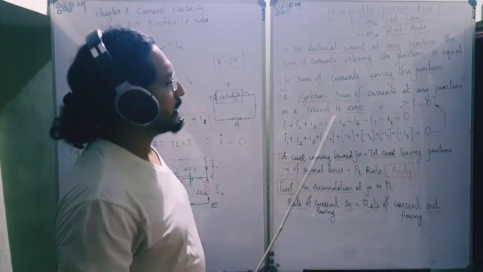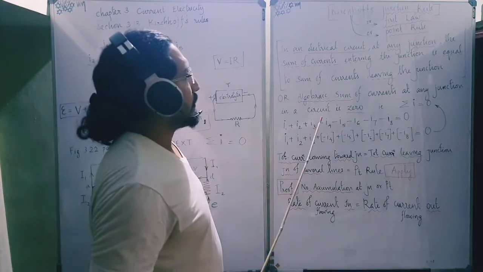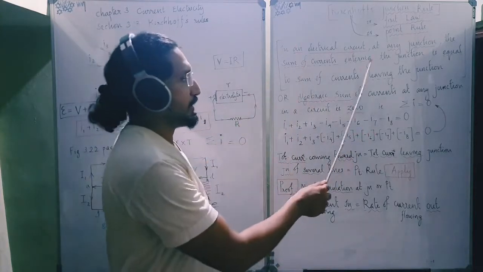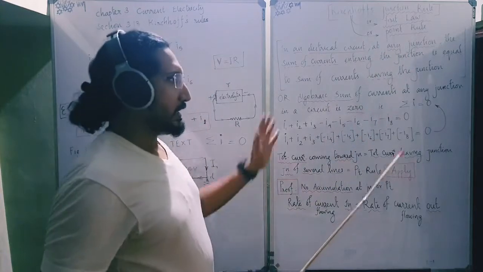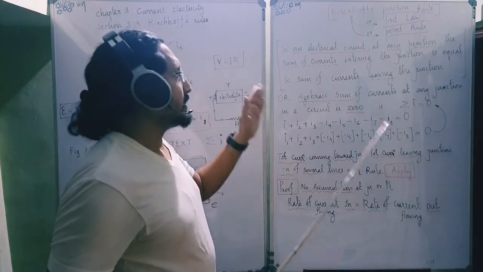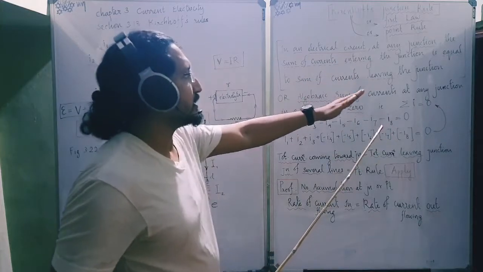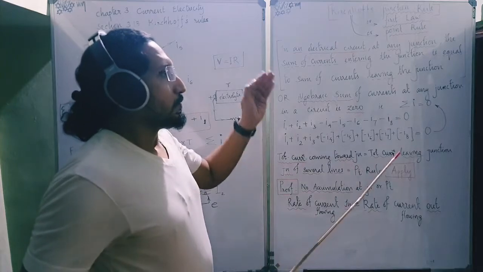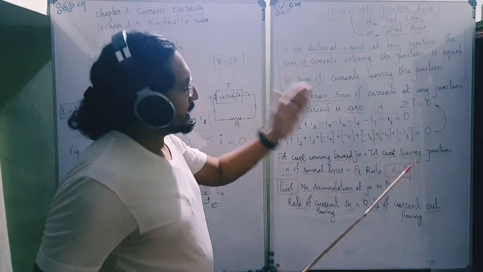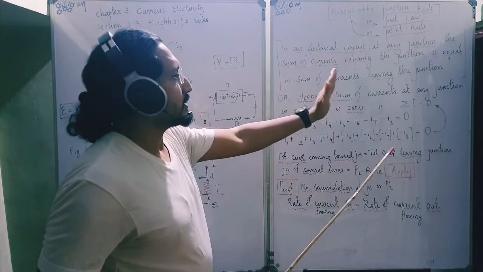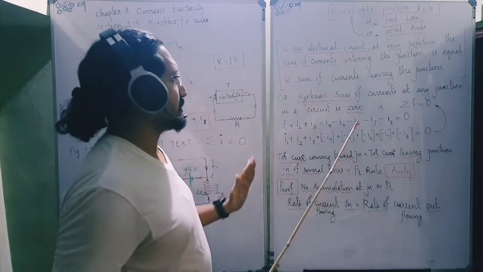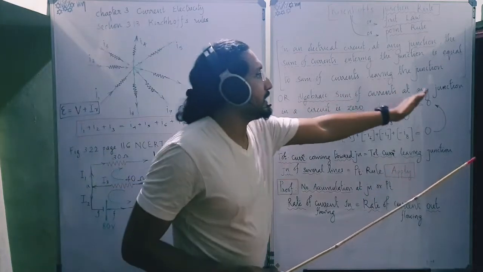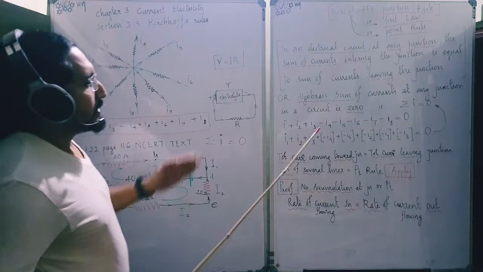So when we are discussing this first law, as in the NCERT text, we must state it in a way that in an electrical circuit at any junction, the sum of the currents entering the junction is equal to the sum of the currents leaving the junction. In any electrical circuit at any junction, the sum of the currents entering the junction is equal to the sum of the currents leaving the junction. And another way we can say it is the algebraic sum of the currents at any junction.